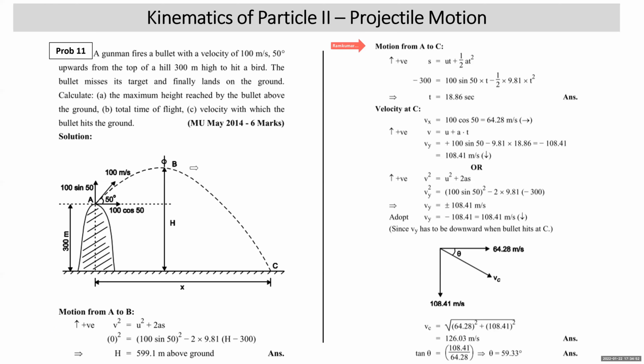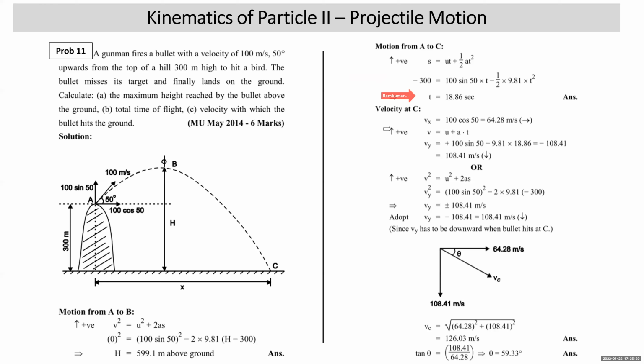Now we take motion from A to C. When we are taking motion from A to C, I write vertical motion, S is equal to ut plus half at square. Why taken upward positive? Because the initial vertical component of the velocity is upward. Point C is below A. You are taking upward positive, so S will be minus 300. Then the initial vertical velocity is 100 sin 50 into t minus half gt square. You get the value.